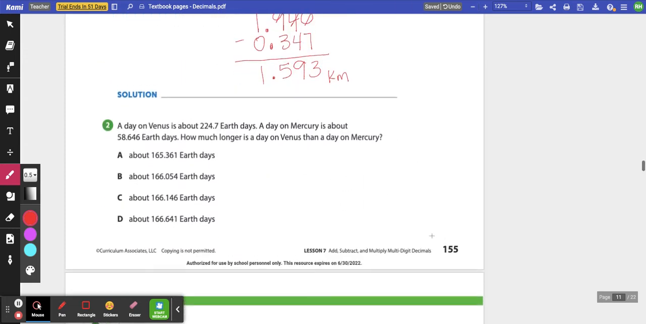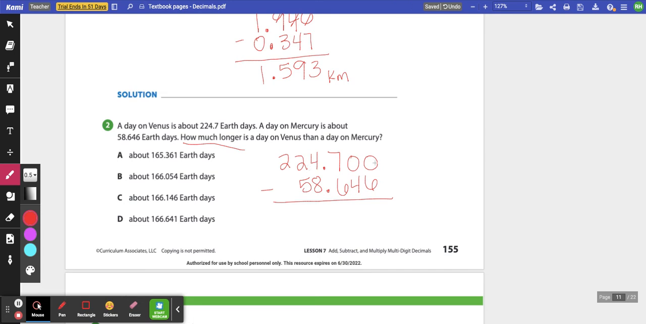A day on Venus is about 224 7/10 Earth days. A day on Mercury is about 58 646 thousandths Earth days. Again, we have how much longer is a day on Venus than a day on Mercury. I know I'm going to subtract, so I need to put the larger value number on top and subtract while making sure to line up my decimals to keep my place value places in line. This time I have 2 placeholders.